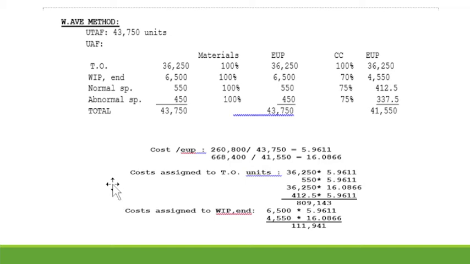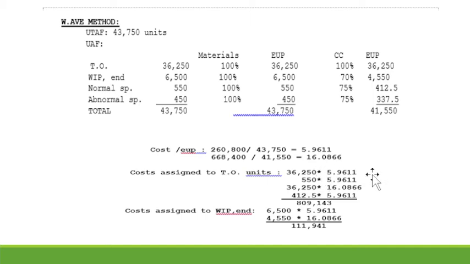So meron pa ring difference. So may difference dito, one, sa treatment ng transferred out. Second, dito sa treatment ng cost per EUP. And third, kapag merong question related to cost assignment ng transferred out units. So, how do you compute for the cost assigned to transferred out units? Saan ka titingin? Dito o dito sa EUP? Dito sa EUP. So, wala na pong bearing ito kapag nagko-compute ka ng cost assignment. Okay?